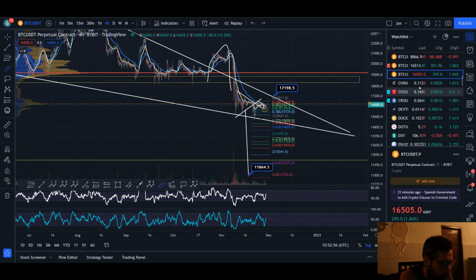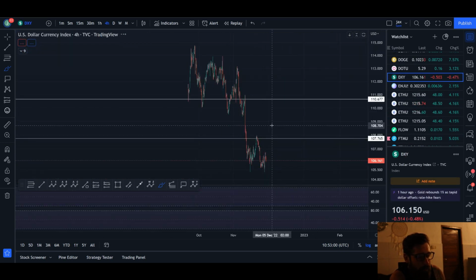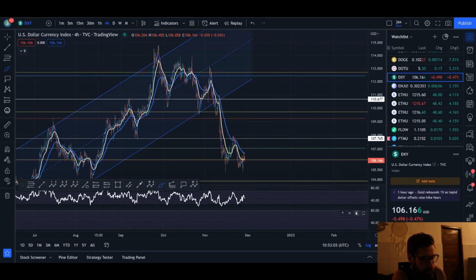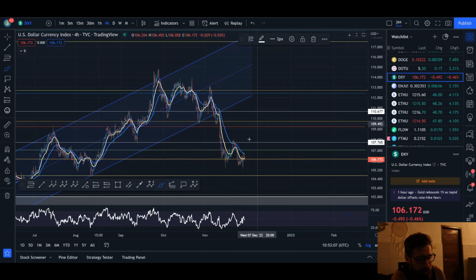I'm going to quickly pop open the DXY, because we are creating that double bottom on the DXY. That will be interesting to watch, because if the DXY starts to break out and push up, that's negative for the price of Bitcoin. But if we lose this level of support right here for the DXY, we see continuation. That's when you'll see the rally continue for BTC.